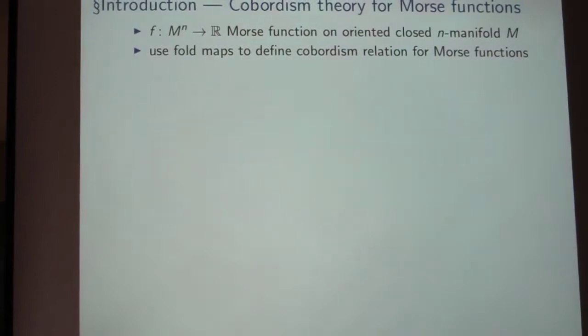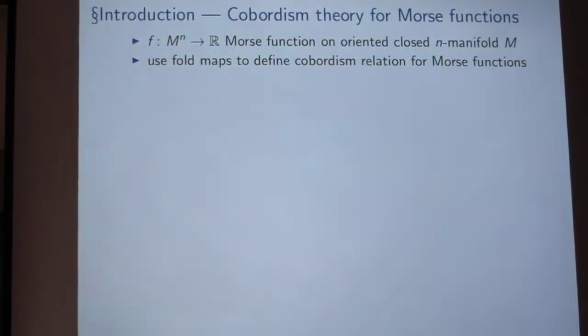Let's consider a Morse function f on a closed oriented n-manifold M. The manifolds will be supposed to be smooth, differentiable of class C infinity throughout my talk, and maps will also be considered to be differentiable. Our goal is to define a Cobordism relation for such Morse functions by using the theory of fold maps, which comes in naturally, as you will see in a moment.